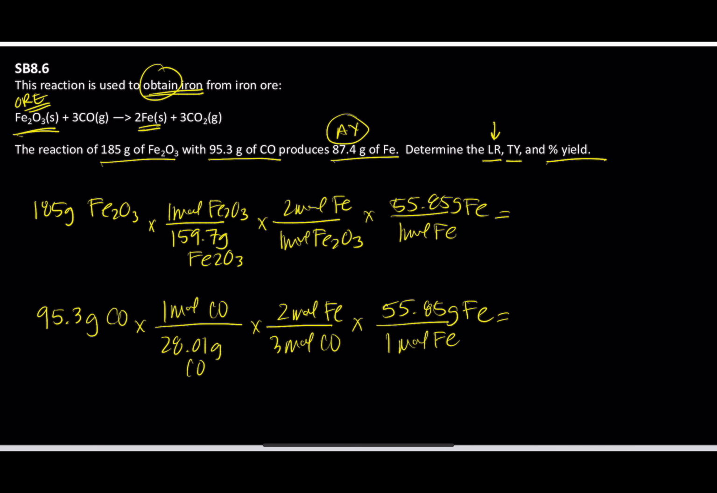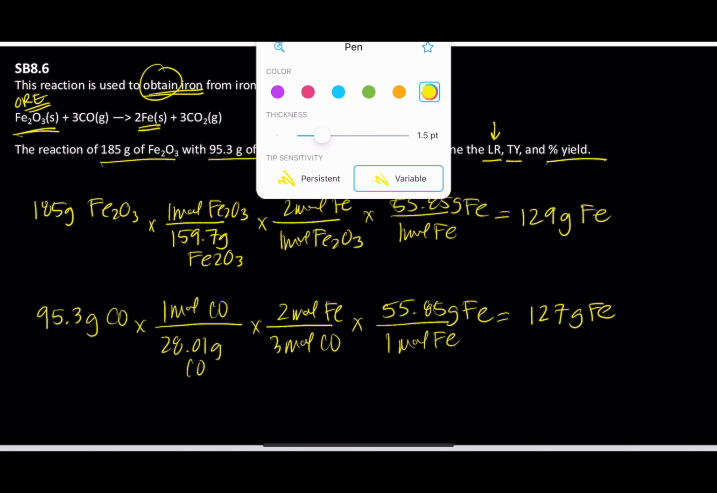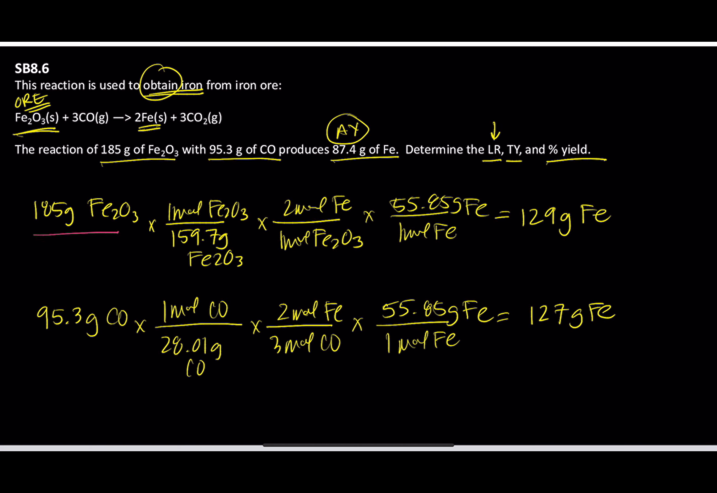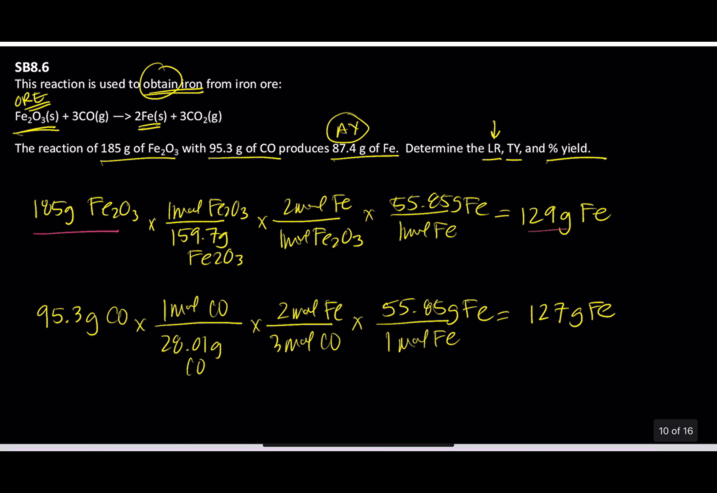And like I said, this beginning part is exactly like the previous problem because the steps are the same. Once you've done it a few times and committed it to memory, it will all get easier. Okay, so if we look at what our work says, for 185 grams of ore, we could produce 129 grams of iron, but for 95.3 grams of carbon monoxide, we can only produce 127 grams of Fe, which means that this becomes our theoretical yield. This becomes our limiting reactant.